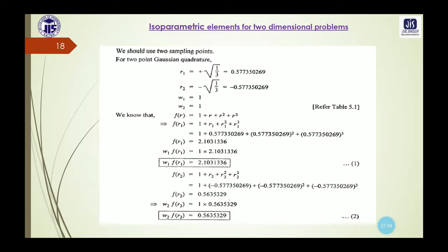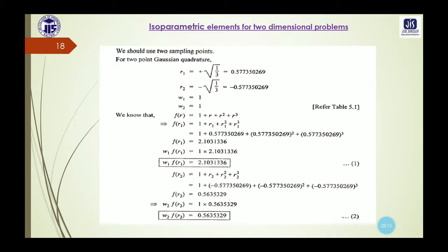As the function f(r) is given as 1 plus r square plus r cube, the value of f(r1) is 1 plus r1 square plus r1 cube. Now putting the value of r1 as 0.5773, we have calculated the value of f(r1) as 2.1031336. If we multiply this value with w1, which is actually 1, then w1 into f(r1) we are getting as 2.1031336, which is our equation number 1.